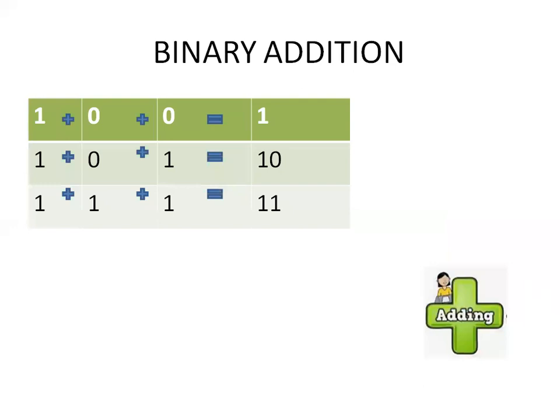Now we are going to learn the tricks about binary addition. Let's assume we have 3 operands. The first one is A, the second one is B, and the third one is C. The first operand is 1, the second operand is 0, and the third operand is 0. While adding these 3 values, we get the answer as 1, as we all know.